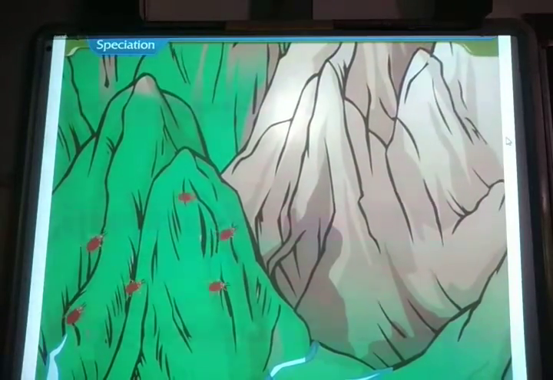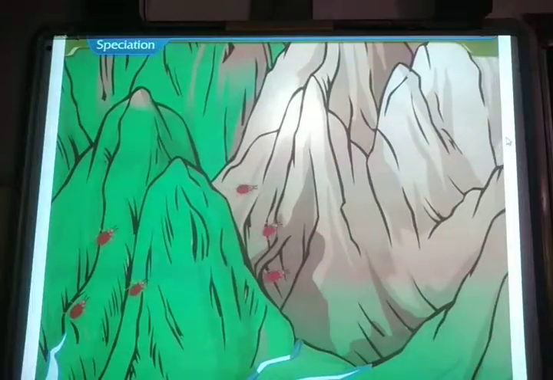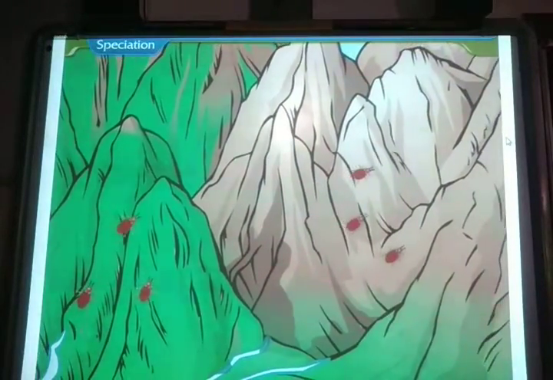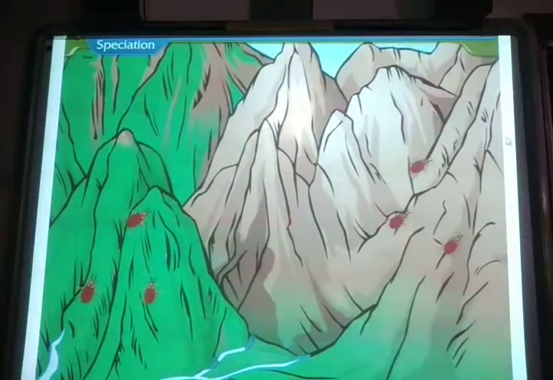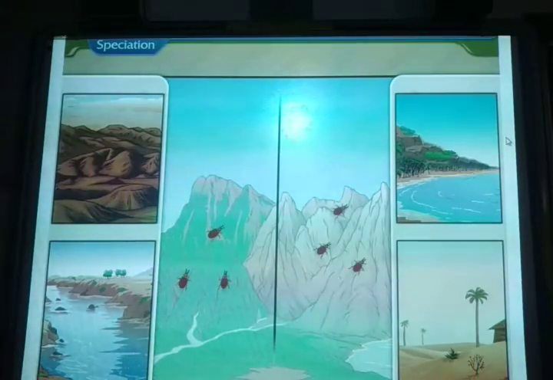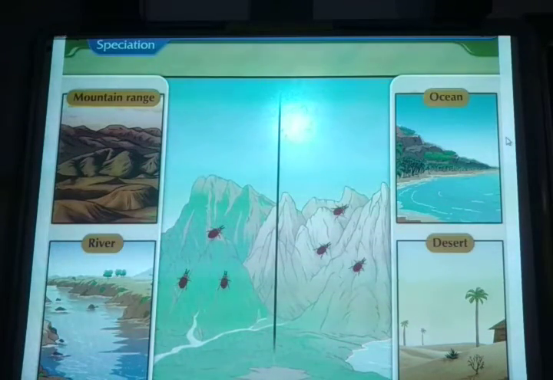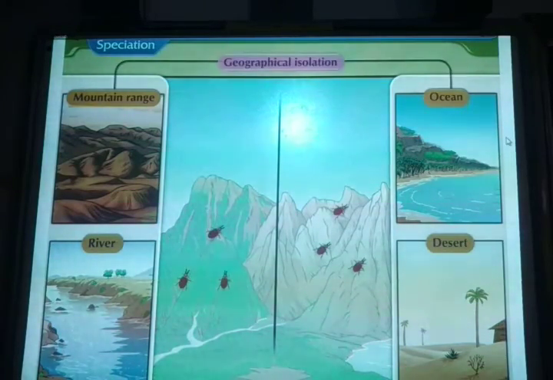A few of these beetles would feed on the bushes in the nearby areas, while some adventurous beetle might travel far off. The population of beetles may get divided into two subpopulations due to geographical barriers such as mountain range, river, ocean, desert, etc. This is called geographical isolation.